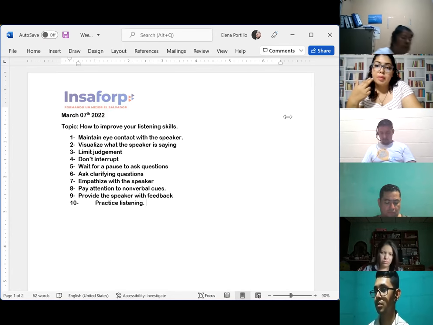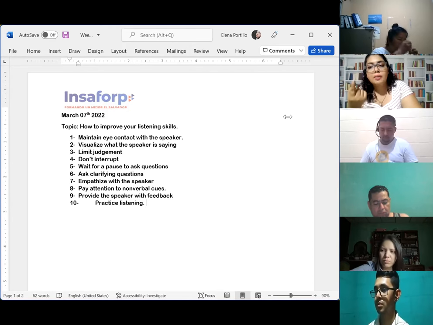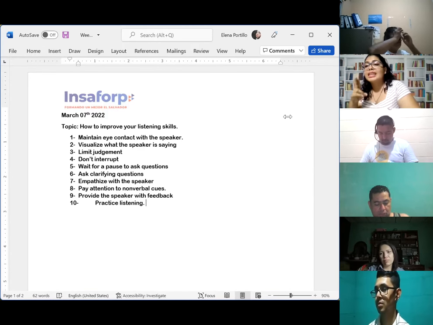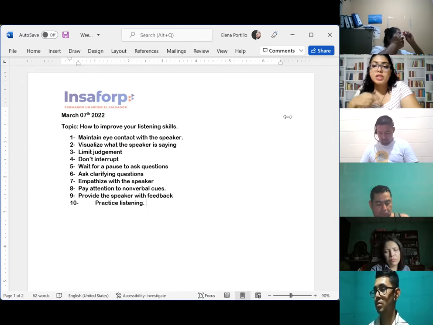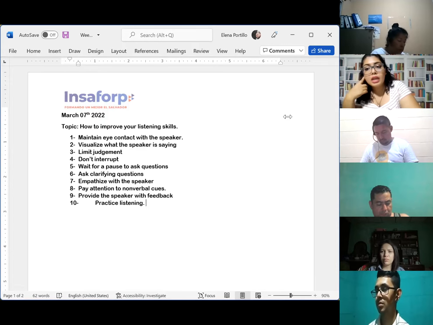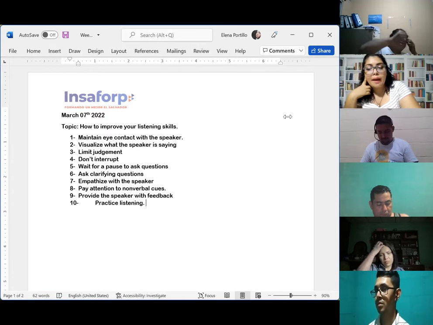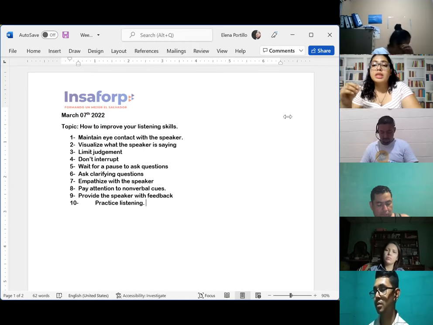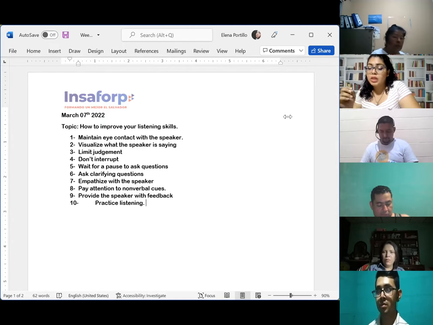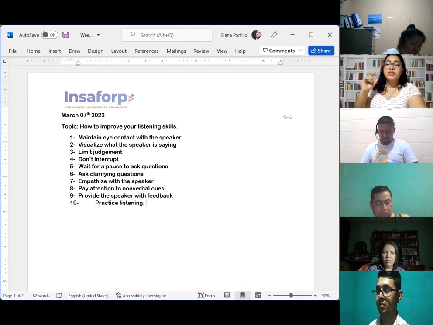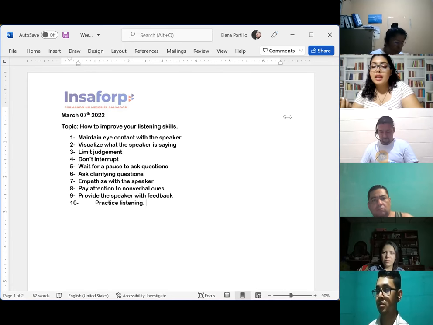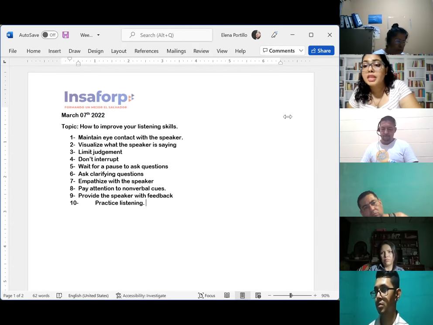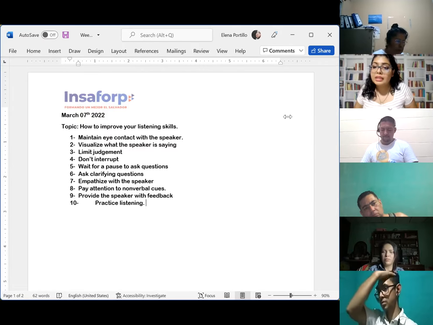Then we can upgrade that. We can see a movie with the native language. Then we can change that subtitle from Spanish to English. We can see the movie. We can listen to the voices, the pronunciation, and we can read the words because we are using the subtitles. Then we can upgrade again and we can just listen to the conversation, listen to the things that are happening in the movie. And we are improving the listening skills.